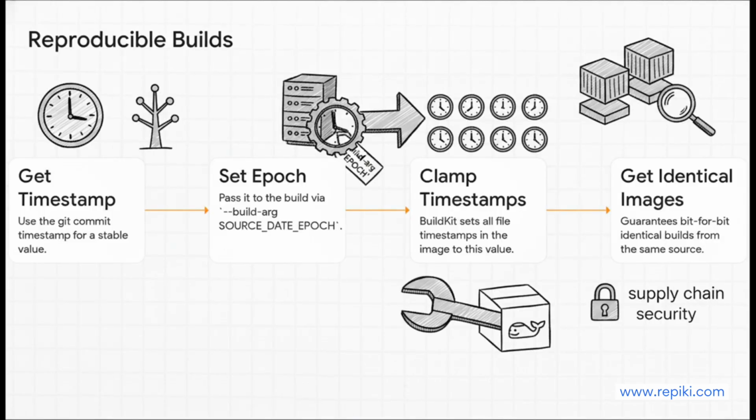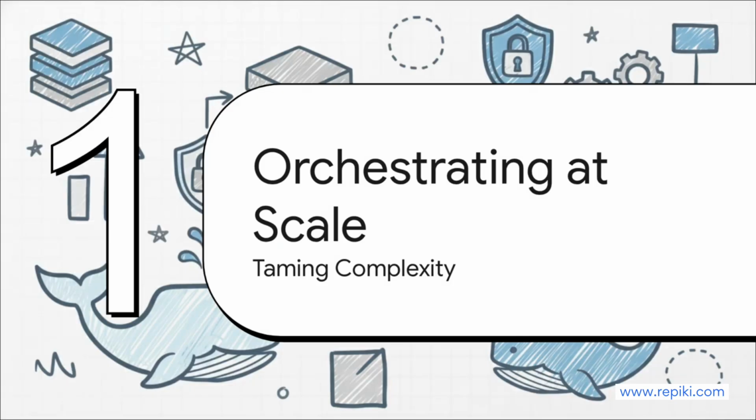Well, the solution is surprisingly elegant. First, you just grab a stable timestamp, something like the one from your Git commit. Then, you pass it into the build using this standardized build argument, SOURCE_DATE_EPOCH. BuildKit knows what this is. It recognizes it and automatically clamps all the file timestamps inside the image to that exact value. The result? You get guaranteed bit-for-bit identical images from the same source code, which is absolutely critical for things like supply chain security.